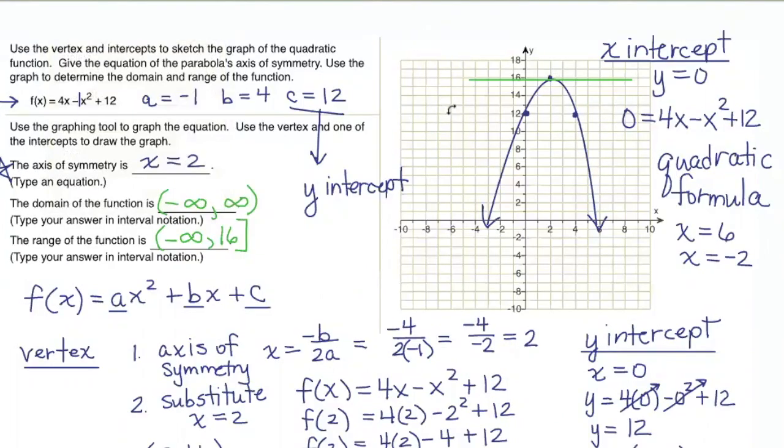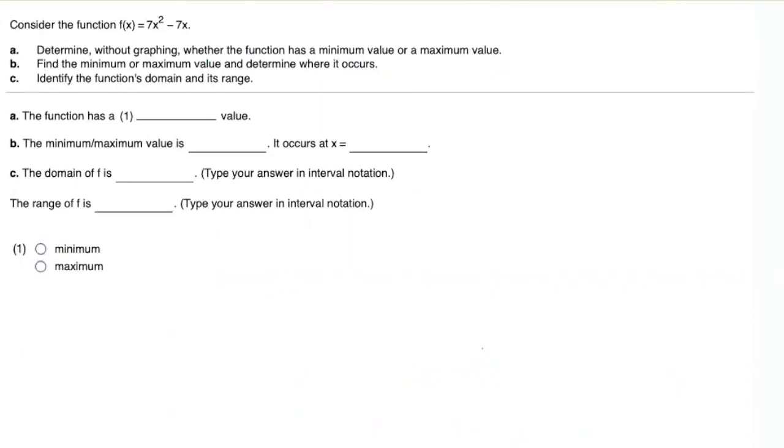One thing we haven't tied in from previous lessons yet is the fact that this point on the parabola, which we call the vertex, in this instance turns out to be not just a vertex, but a relative maximum. It's the largest y value that occurs on this graph. That information allows us to attack problems like this. It says, consider this quadratic function. It has an x squared, it's going to be quadratic. But determine without graphing whether the function has a minimum value or a maximum value.